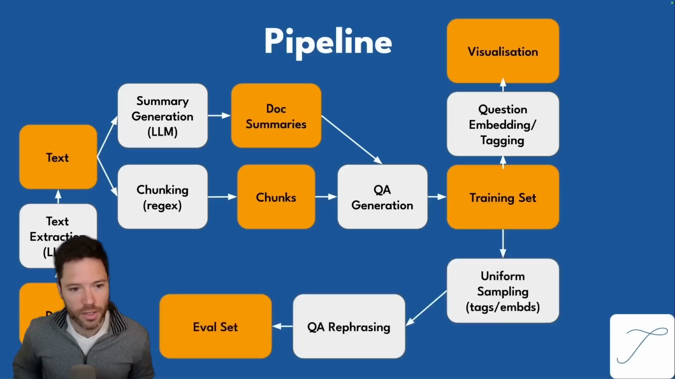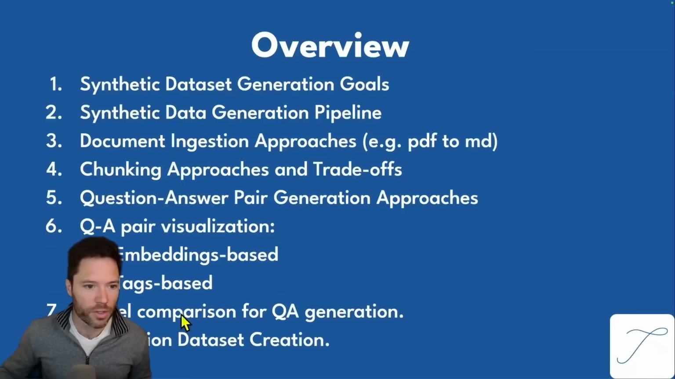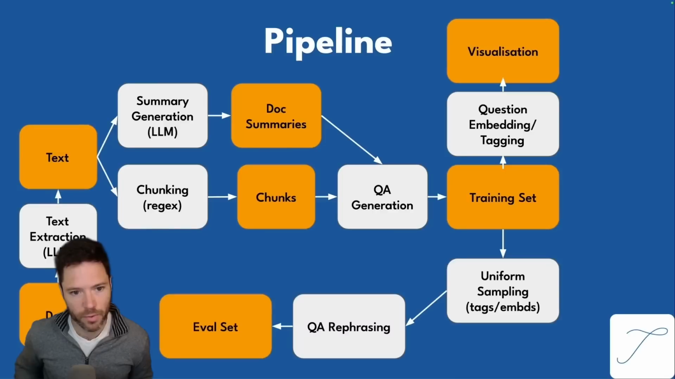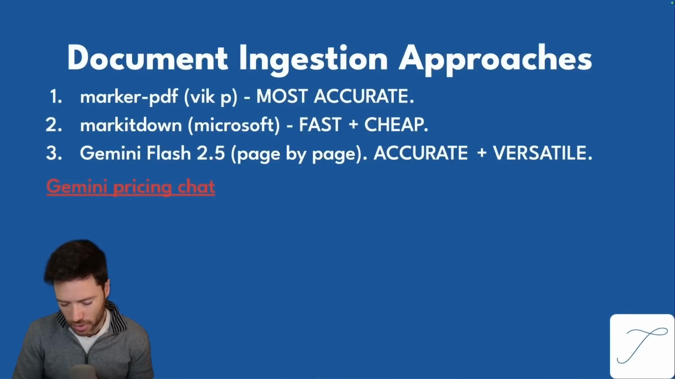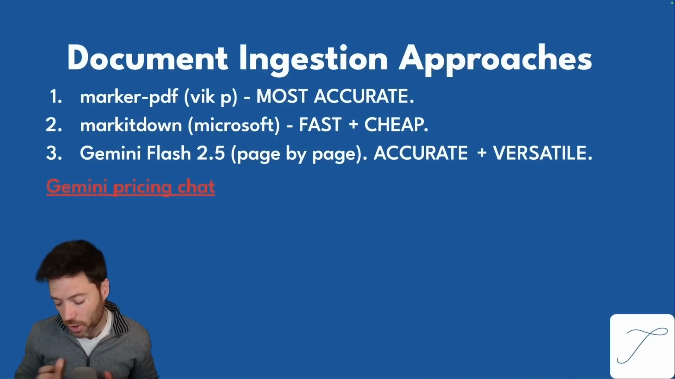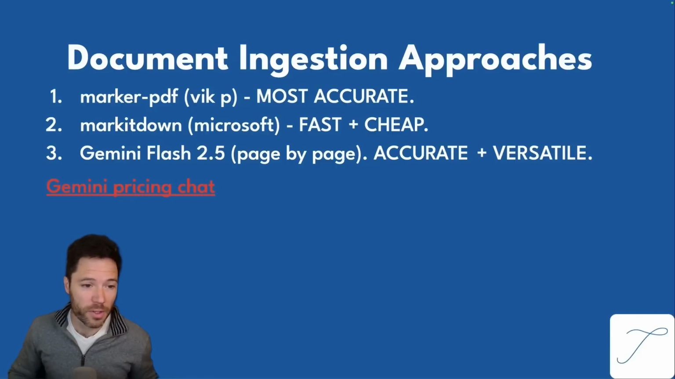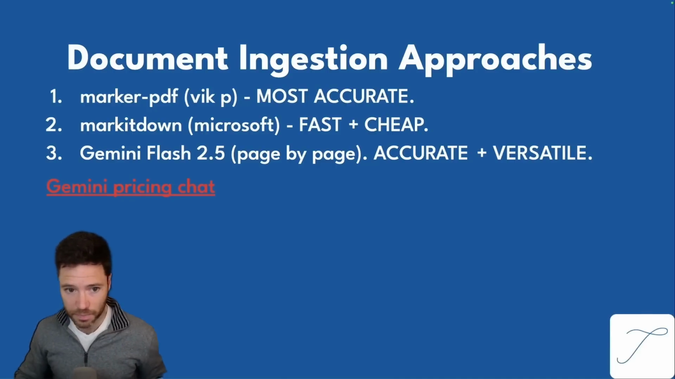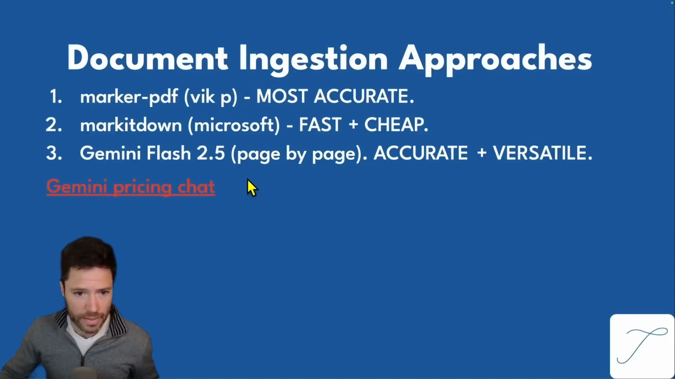So let's get started. We'll walk through now each of these different sections, the first of which is document ingestion. So this is where you convert the documents into text. We're not even converting to chunks yet, just trying to get a document into text. And there are three methods that I'll cover. The first is a library called Marker PDF by VikP. It is probably the most accurate, as you'll see, and I'm going to show a demo.